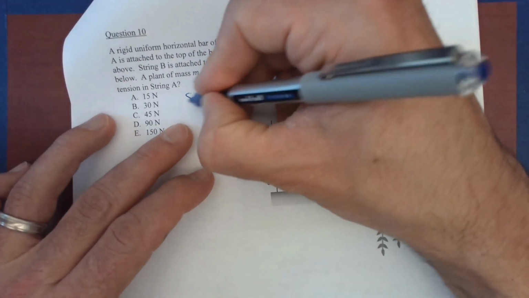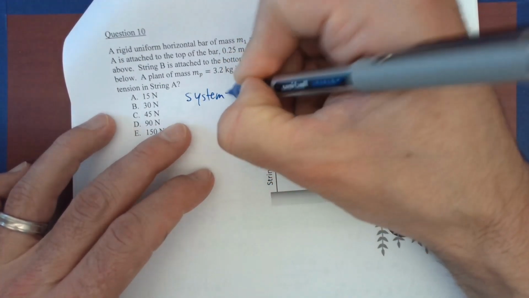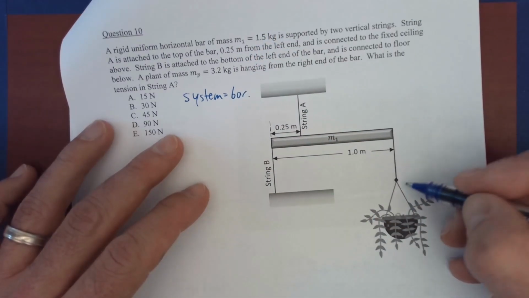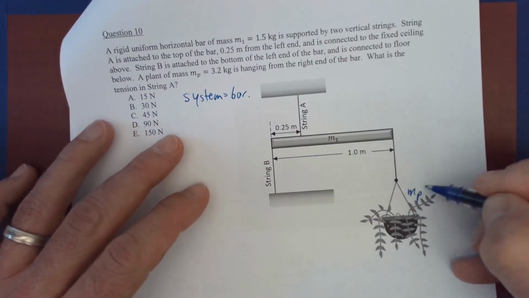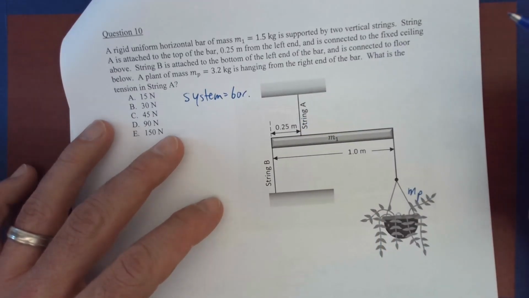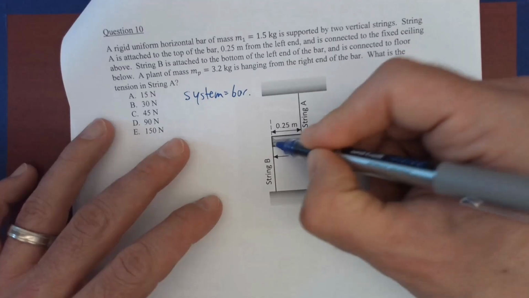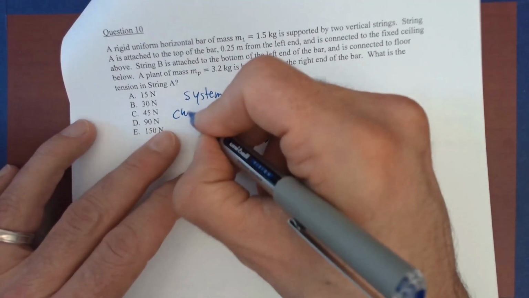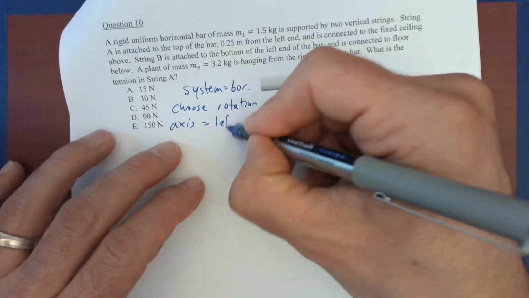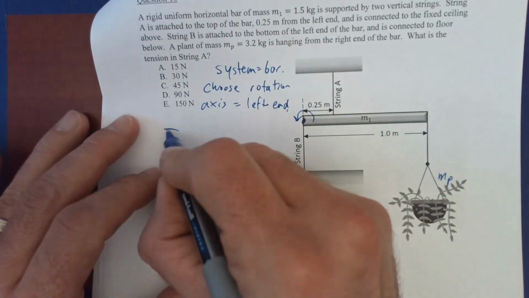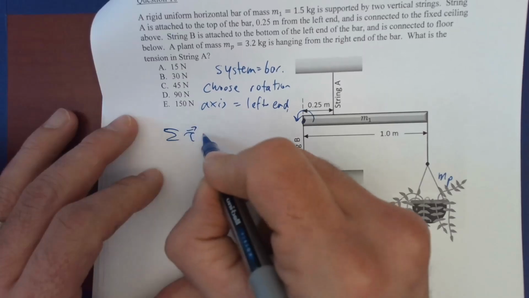Okay, so let's just say that the system here is the bar. I can find the tension in the plant's string here. It's just going to be M plant times G, right? The tricky ones here are the tension in string B and the tension in string A. And I don't care about the tension in string B, so I think what I'm going to do is choose the rotation axis to be the left end of the bar, because that's where the tension is that I don't care about.